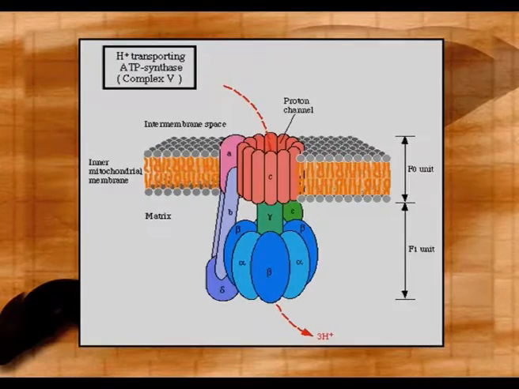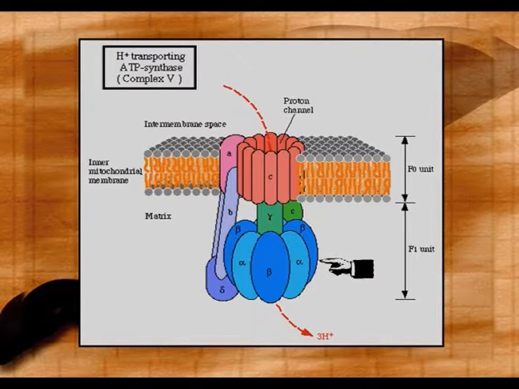Now, ATP synthesis occurs with the help of an enzyme complex called ATP synthase, or complex 5. It is present in the inner mitochondrial membrane in the case of eukaryotes. ATP synthase has two components: FO, which is the integral membrane protein part, and F1, the peripheral membrane part. The FO fragment is sensitive to the antibiotic oligomycin and hence it is called FO.